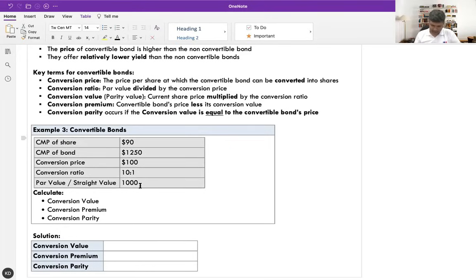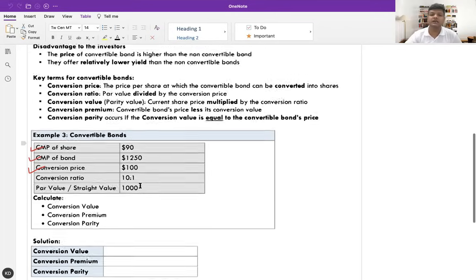Yes. Current market price of a share, of the company which is issuing the bond, okay? Not the bond. Current market price of equity or the share is $90. Then current market price of a bond is 1250. That's the market price of the bond. It's at a premium, right? It's at a huge value. Clear? Then conversion price. Yes, conversion price of 100.